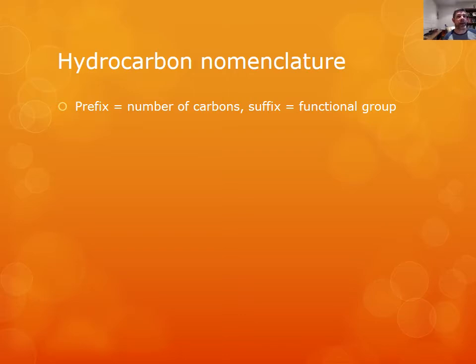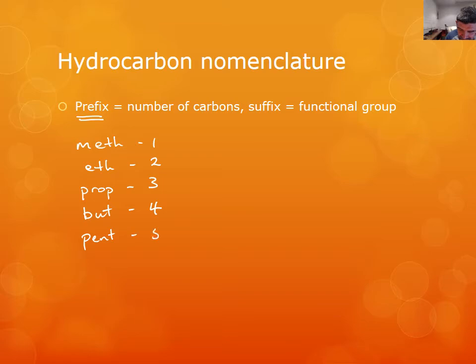So let's work our way through a few of these now. The important thing to remember about nomenclature for hydrocarbons is that the prefix gives you the number of carbons. So meth is 1, eth is 2, prop is 3, but is 4. Four letters for prop is 3, and 3 letters for but is 4. I don't know why, but that's the way it is. It is back to front. If you can remember that, you'll be right. Pent is 5, hex is 6, hept is 7, and we only have to go up to oct, which is 8. So this is the prefix, and it tells us the number of carbons.